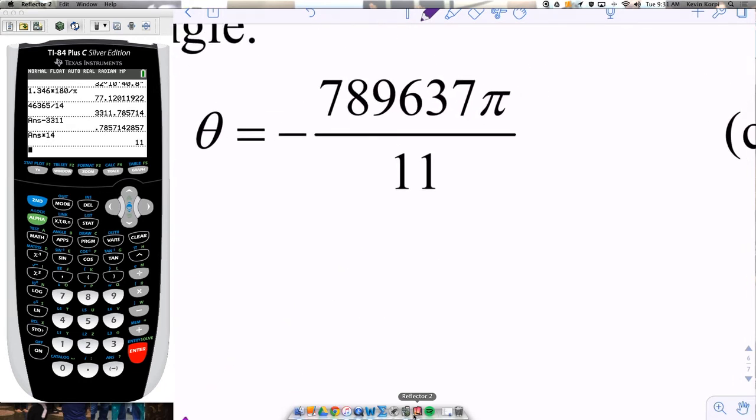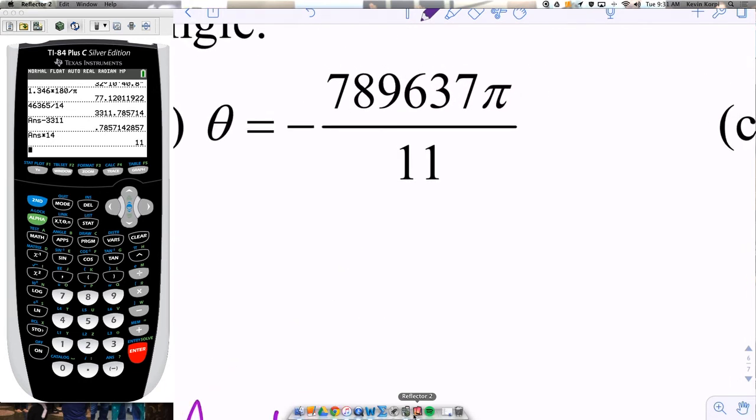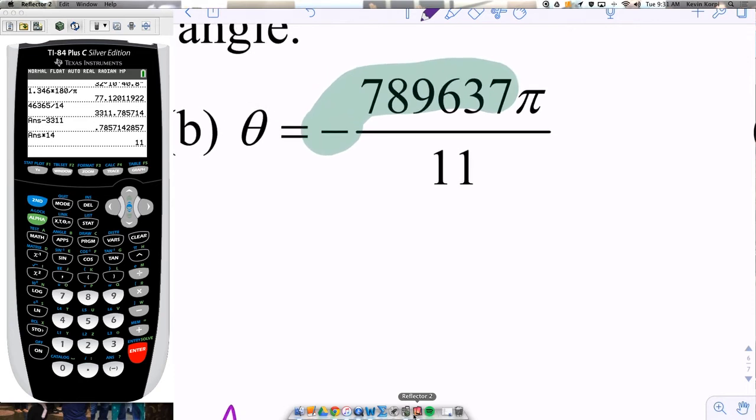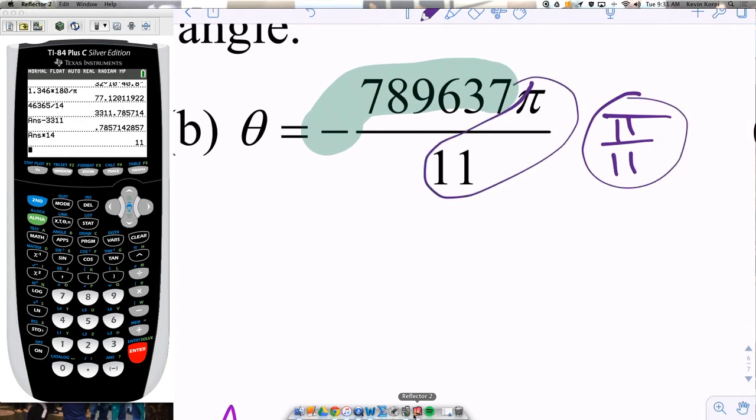I got negative 789,637 pi 11ths. Woo, what a fun one. Notice that that is a negative angle. Kind of sneaky, right? All right, here we go. I want to figure out how many full rotations that is. We're counting by pi 11ths here, right? That's our partition. I need to take the numerator, which is the coefficient, and I need to see how many pi 11ths are in a full rotation.